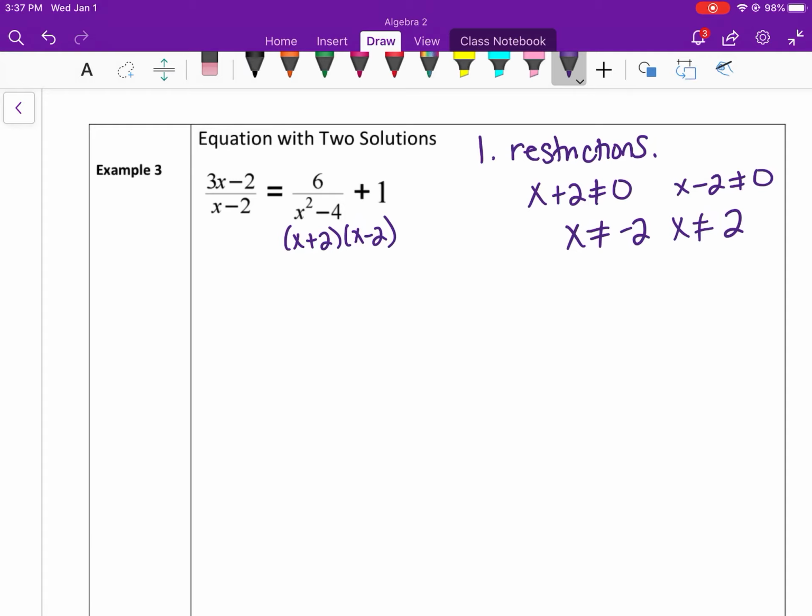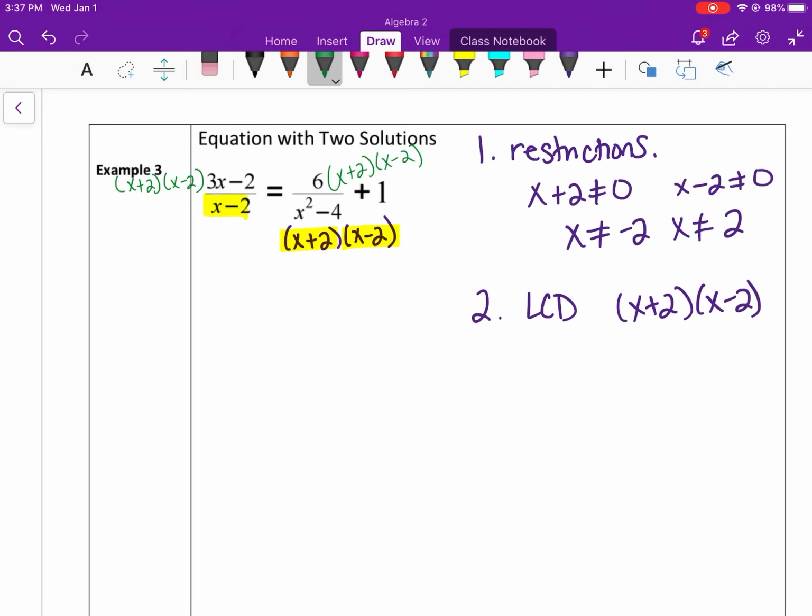The lowest common denominator for this one is going to be that x squared minus 4. Or x plus 2 and x minus 2. Because this denominator has an x minus 2 and this one does too, but it also has an x plus 2. So you need both. So multiply everything by x plus 2 and x minus 2. And then this one times, and then 1 times. Okay, then simplify by canceling those 2.